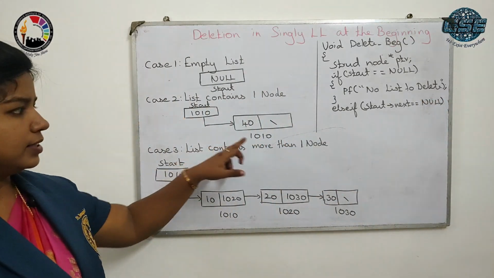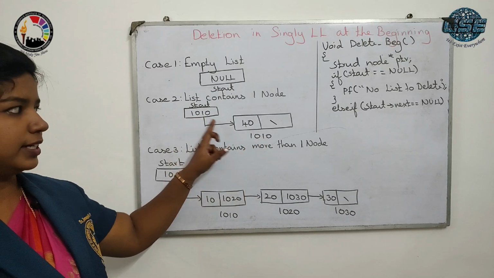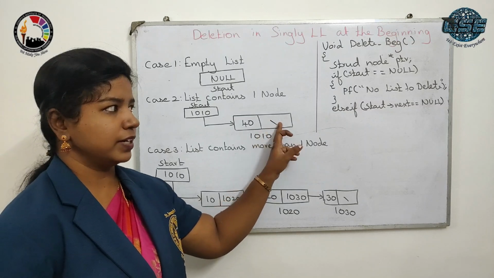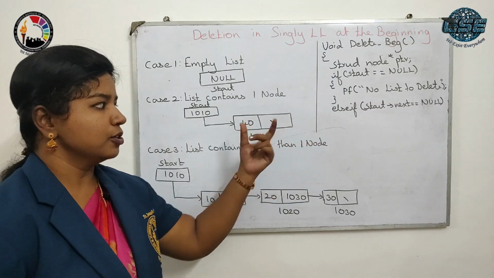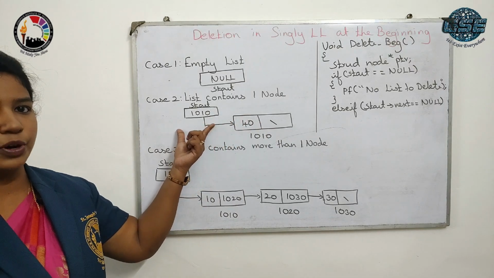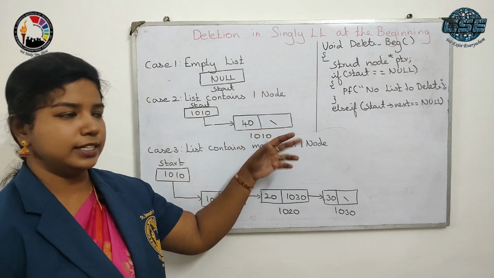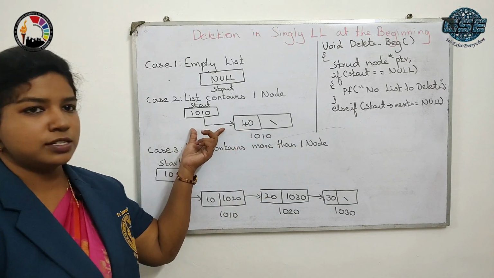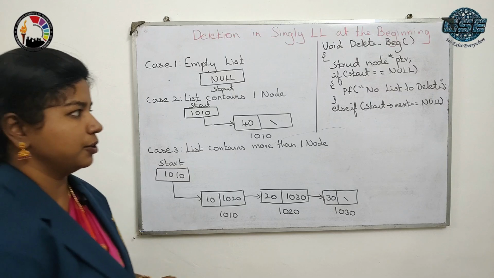So it denotes that the start is having the address 1010. So this is the first node, this is your start node. This start of next is equal to null. So if you delete this node, then you have to make the start node point to null because this node is deleted. So after deleting this node, there will be no node in your linked list. So this start should point to null value.